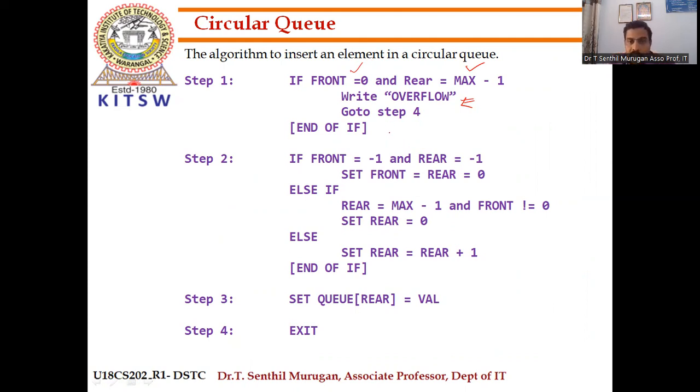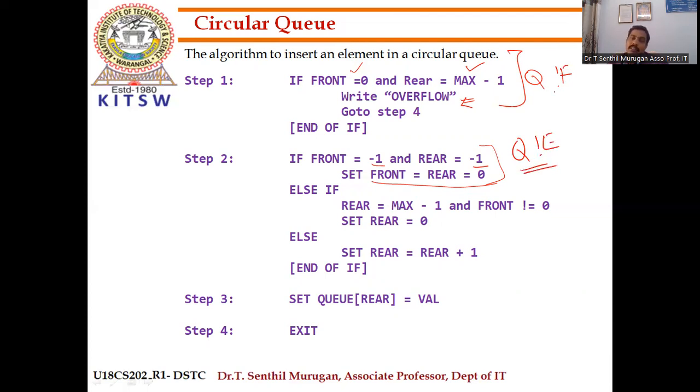If this condition fails, then we have to check whether the queue is empty or not. If it is empty, we can insert the first element now. So we set front and rear equal to 0. After fixing it, we can insert the value in the rear position. If this condition also does not hold, the queue is not full and not empty.